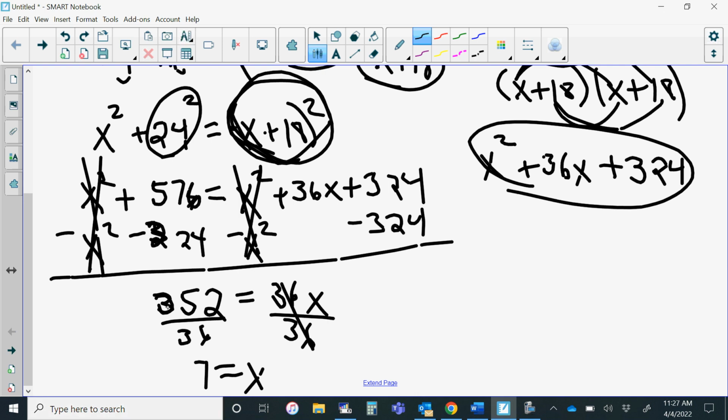352. 6 minus 4 is 2. 7 minus that is 5. 5 minus 2 is 3. Isn't it 324, not 224? Oh, is it 324? So this should be 252. Good. And then when I divide, is it 7? Is that the answer? So that's my x. There's my answer.